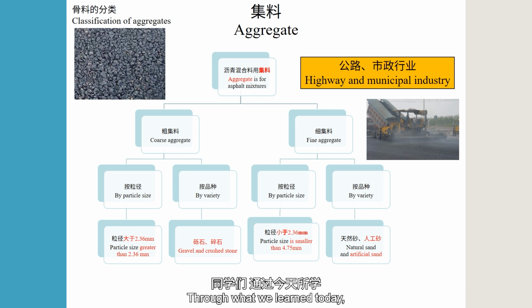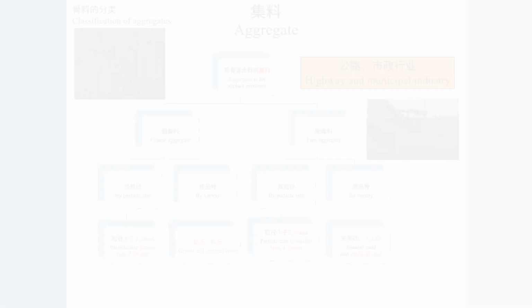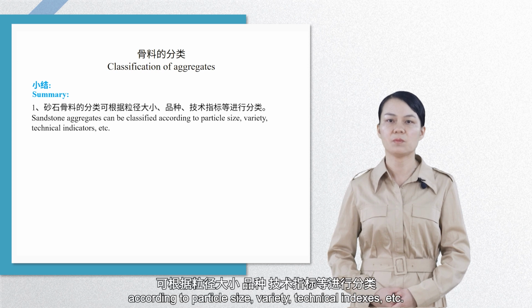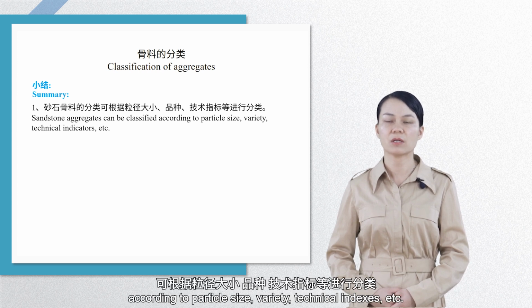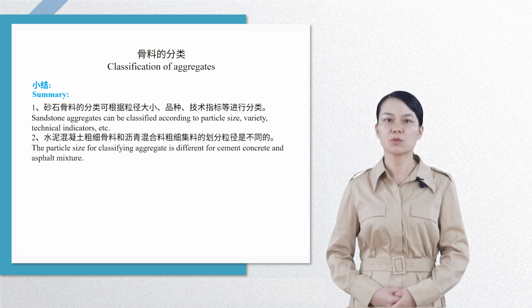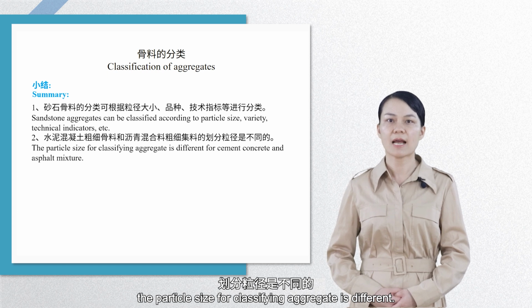Through what we learned today, how many classifications do you know for sandstone materials? Sandstone aggregate can be classified according to particle size, variety, technical indexes, etc. For cement, concrete, and asphalt mixture, the particle size for classifying aggregate is different.